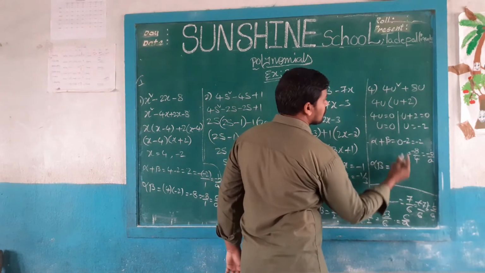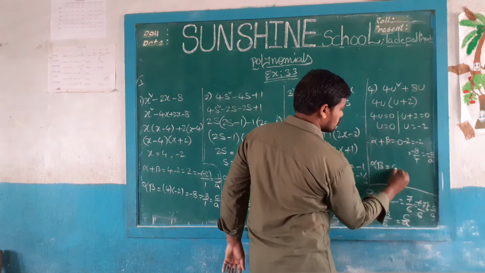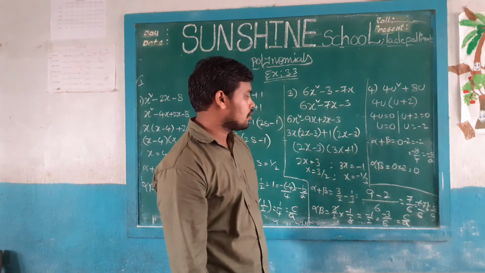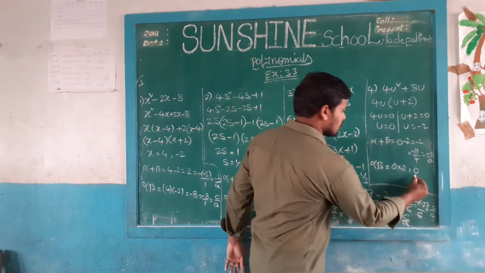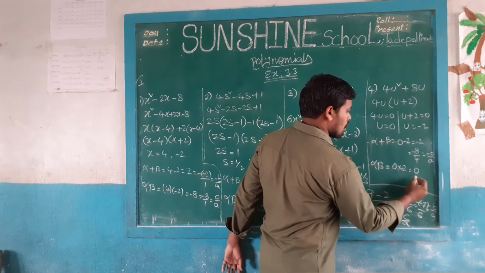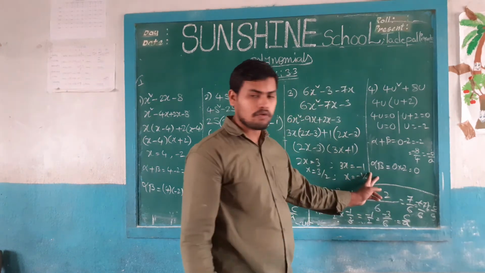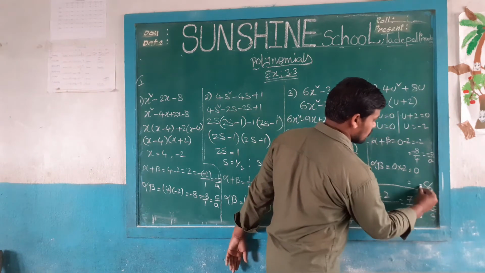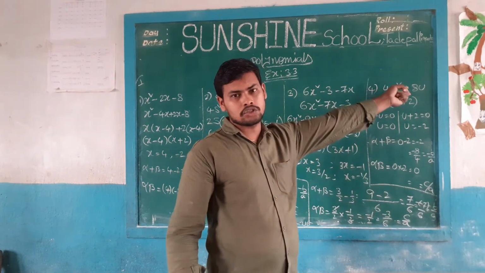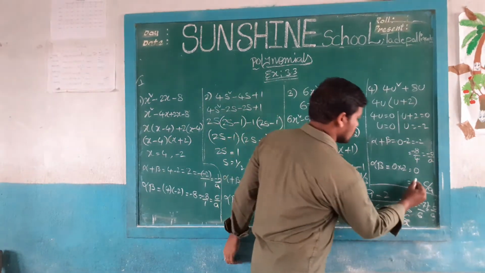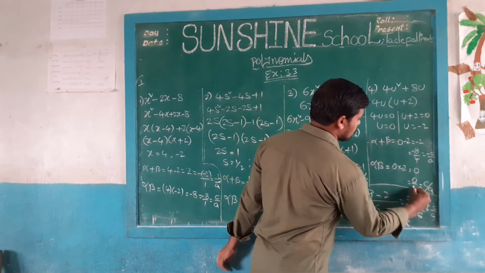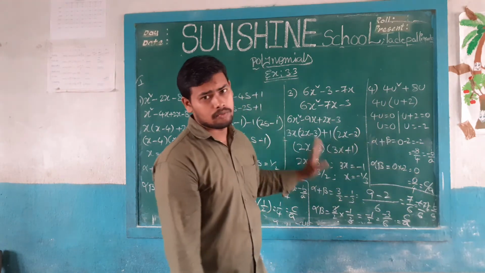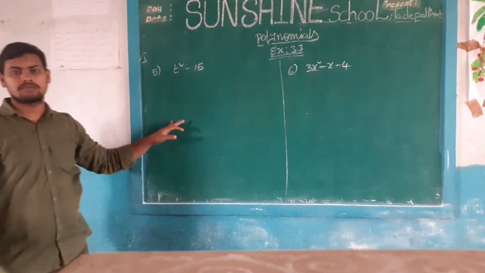Now the alpha beta formula: 0 into minus 2, so the result is 0. Simply, it can be written as alpha beta formula is c by a. What is the constant term here? There is no constant term, hence the c value is 0. 0 by, what is the a value here? 4. 0 by 4 is 0. Okay, these are the process.